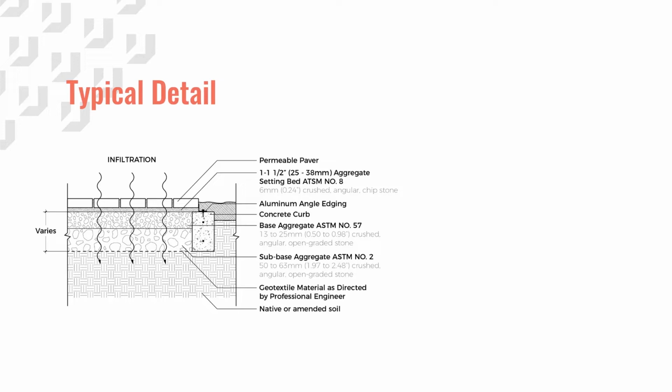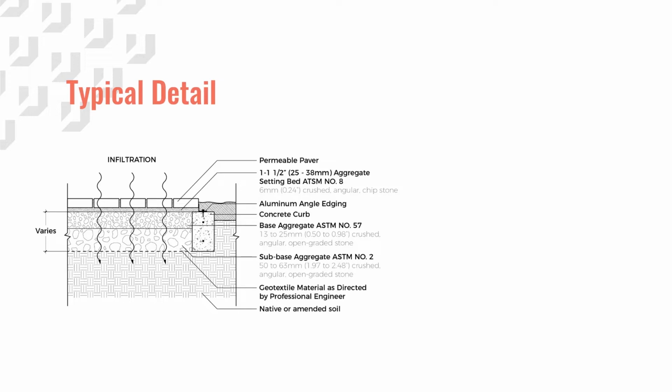Starting from the bottom up, you have the native or emitted site soils followed by a geotextile layer that is intended to stop the proposed base aggregates from migrating into the native or emitted site soils. Following the geotextile layer is the subbase material, which is a larger aggregate with a 40% void ratio for the purpose of structural stability and infiltration of water.